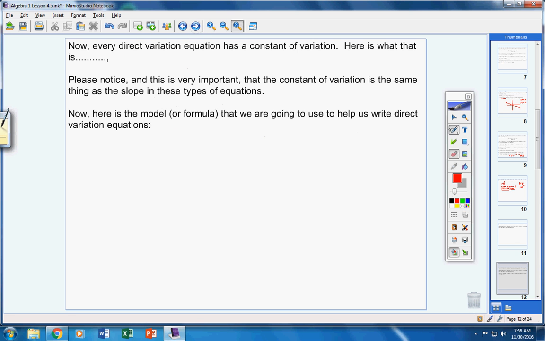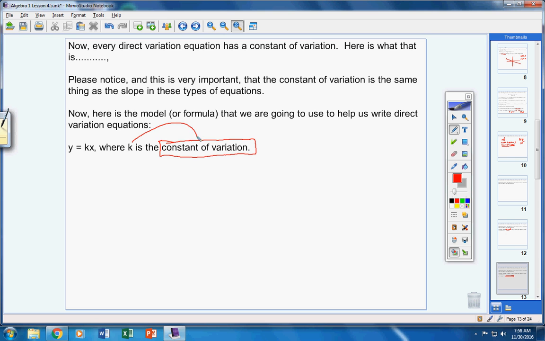Now here is the model, or if you like the word formula, I have no problem with that. Here is the model or formula that we are going to use to help us write direct variation equations. Please copy this in your notes. y equals kx, and k of course stands for your constant of variation. Please copy all of that in your notes, students, please. k is your constant of variation. Okay? So this is the model we're going to use right here.